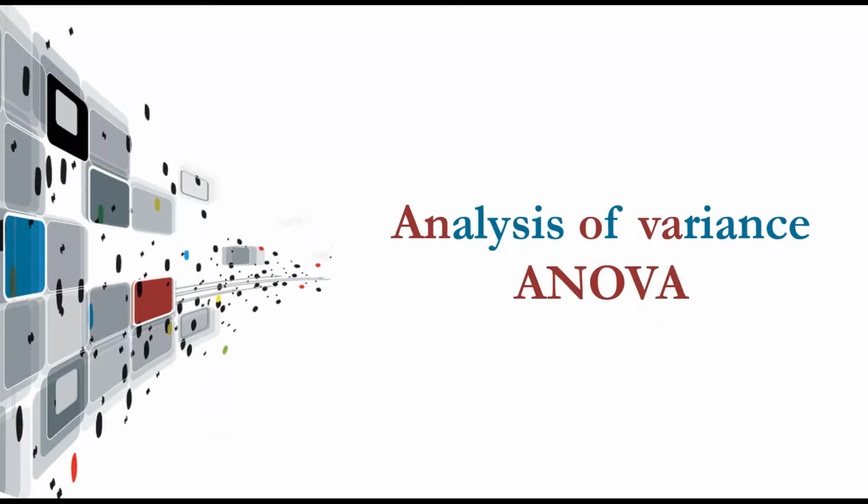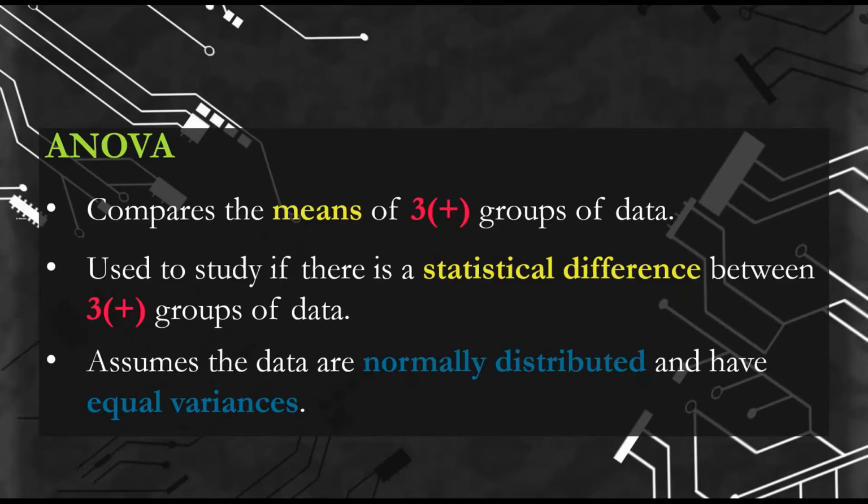So ANOVA is short for Analysis of Variance. It compares the means of three or more groups of data, and it's used to study if there is a significant difference between three or more groups. It assumes the data are normally distributed and have equal variance. If you want to know more about normal distribution and equal variance, check video 11.1 and 11.2.